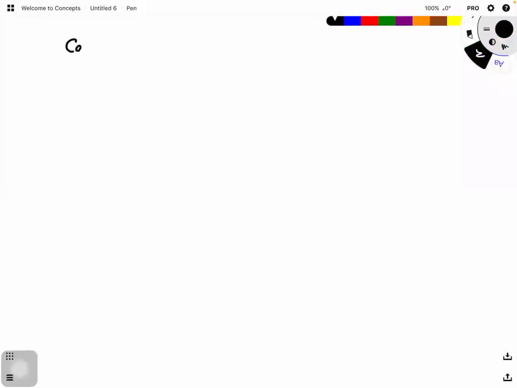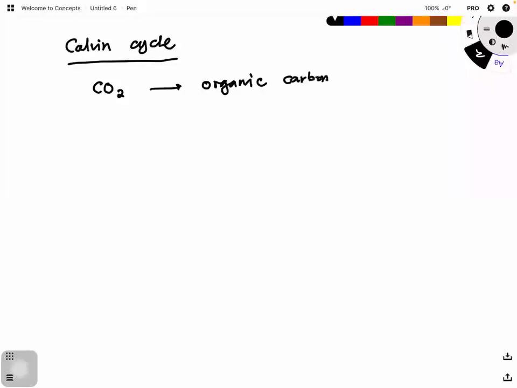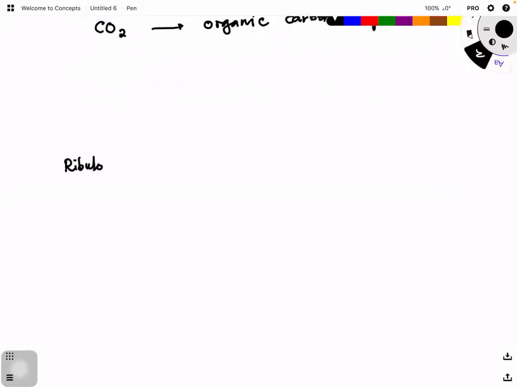What we need to know for the Calvin cycle. First, we need to have this carbon dioxide acceptor. Carbon dioxide acceptor means that it accepts carbon dioxide, because we want to convert CO2 into organic carbon compounds such as sucrose, sugar, starch, and so on. So first of all, we have this molecule called ribulose bisphosphate, or commonly known as RuBP. This RuBP is a 5-carbon compound. RuBP, 5-carbon compound. So this RuBP will accept CO2.